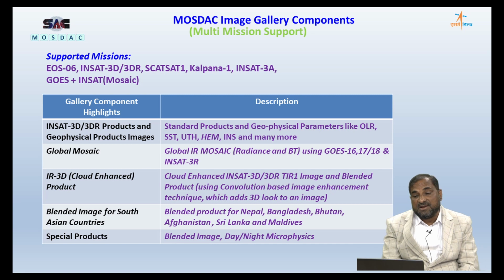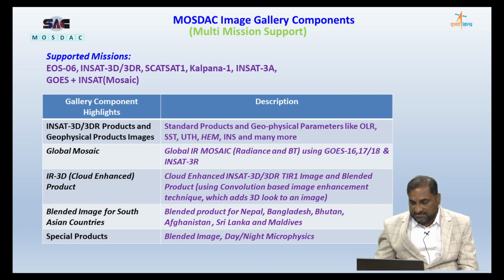It covers recently launched satellites like EOS-06, INSAT-3D, 3DR, SCATSAT, Kalpana-1, INSAT-3A, and here we have added GAUGE data and INSAT data merged product. We have also added the mosaic of GAUGE and INSAT data into this. We have cloud enhanced products, blended images for normal INSAT-3D as well as for specific country requirements, South Asian countries blended images, and special products like day night microphysics. Whatever products we have, mostly their browse images are put into this.